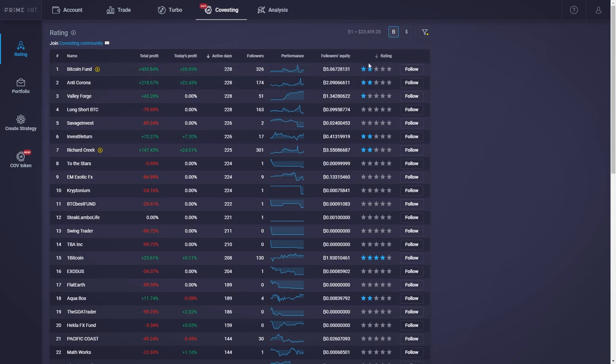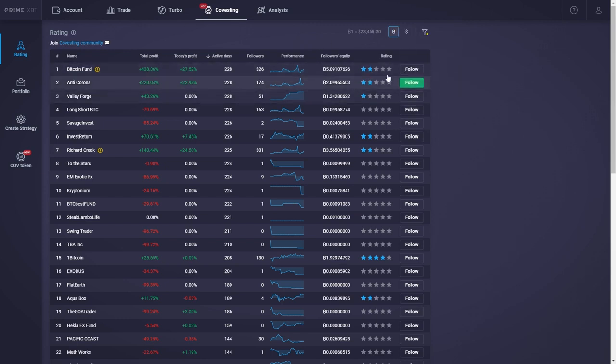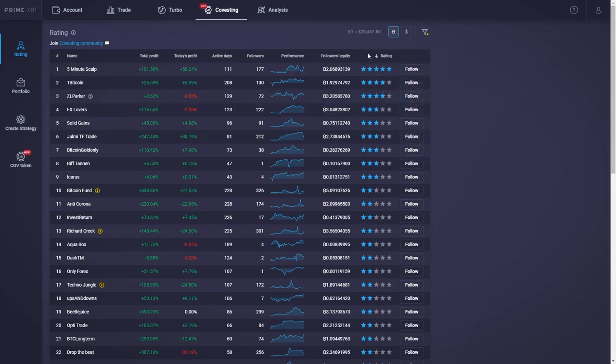If you hover your mouse over those stars, it will show you what each star means. Here you can see that this trader actually only has 2 stars, but you can click on the rating right there and sort the traders by those stars.